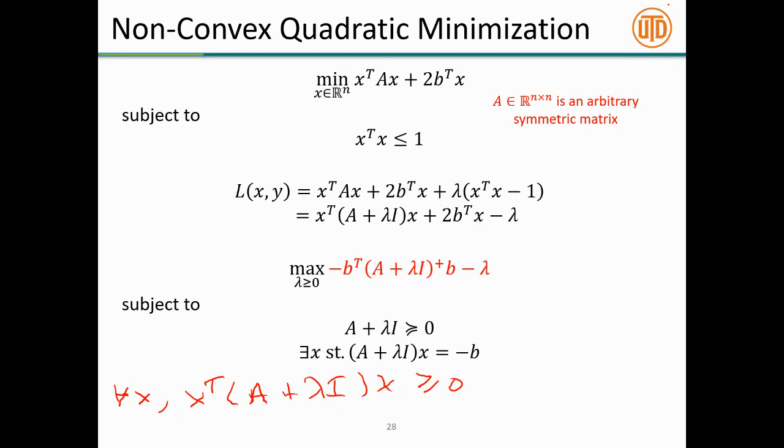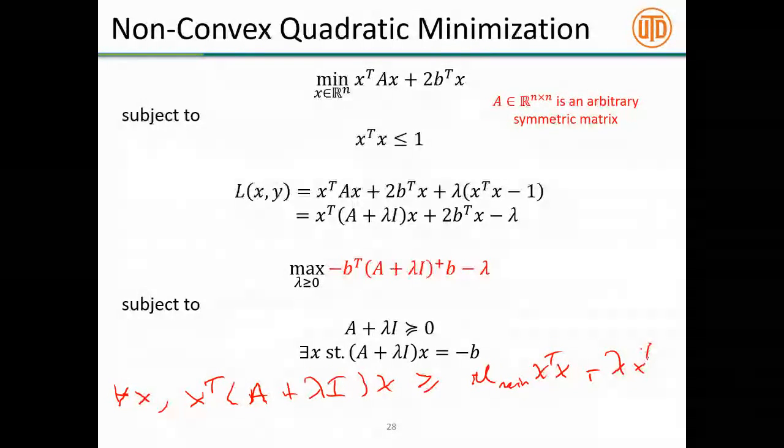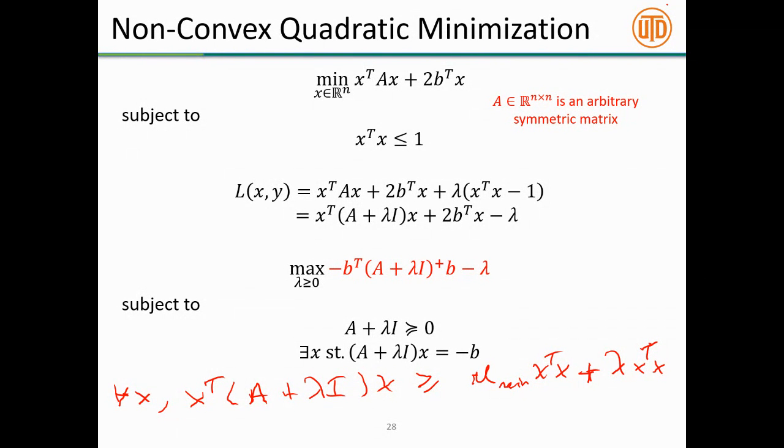So if I add lambda to it, I get that this thing is always at least as big as the smallest eigenvalue of A, oops, I shouldn't use lambda, I use mu, call it mu min, times x transpose x plus lambda times x transpose x. It's at least this big, where mu min here is the smallest eigenvalue of A. So as long as lambda is greater than or equal to the negative of the smallest eigenvalue of A, A plus lambda I will be positive semi-definite.